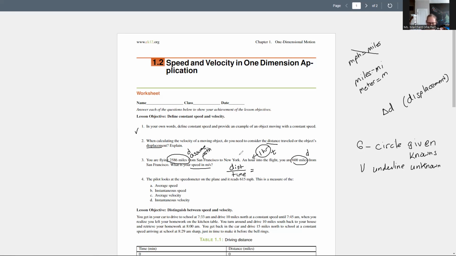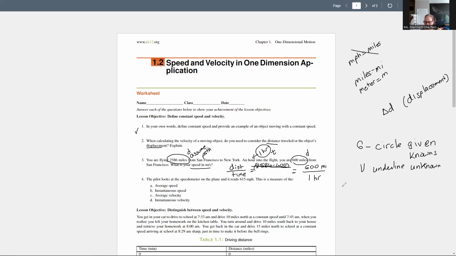Now, what is my distance? We didn't actually make it all the way to San Francisco. So my distance is going to be 2586 minus 600. And I'm going to put parentheses around that just so it's really, really clear that I need to have that answer. Oh, wait, actually, do we not need to do that? Let me read it again. You are flying 2,586 miles from San Francisco to New York. An hour into the flight, you are 600 miles from San Francisco. Okay, we're going from San Francisco, so we've only crossed 600 miles. And what is the time? The time is 1 hour.